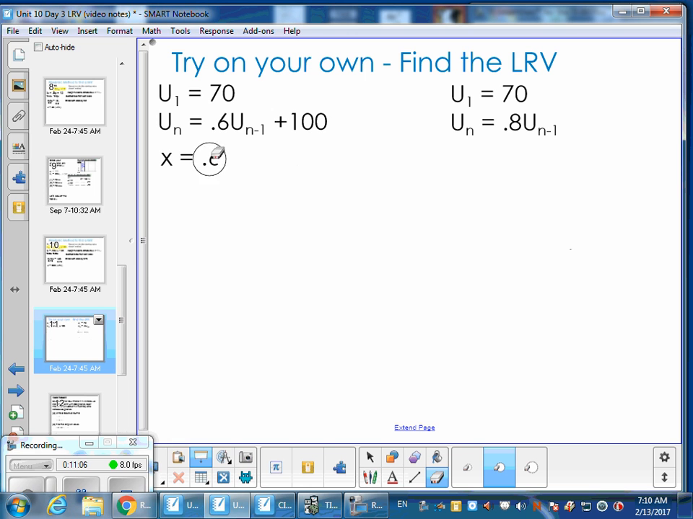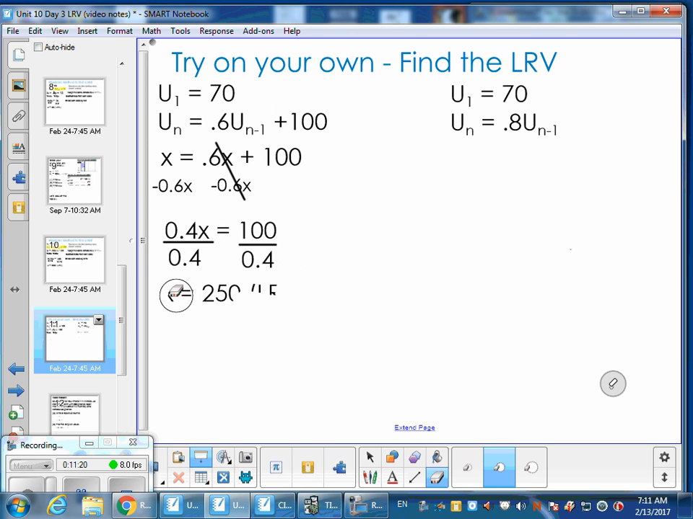All right, so your first step should change it to x. Second step, subtract 0.6 from both sides. Again, these cancel out. Third step, you get 0.4x equals 100. Last step, divide by 0.4, you get a long run value of 250. Now the second one's a little tricky. I get x equals 0.8x, subtract 0.8x from both sides, and I end up with 0.2x equals 0, okay?